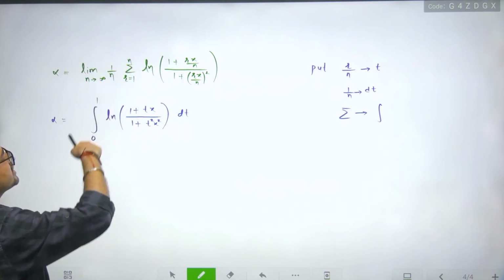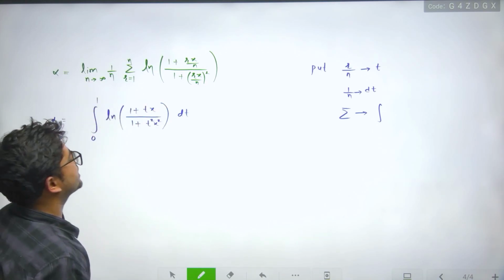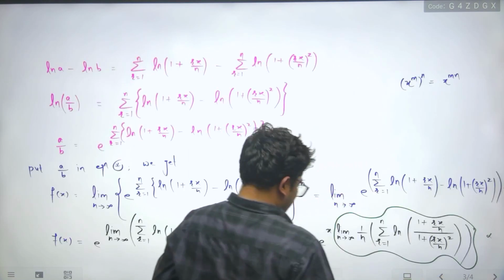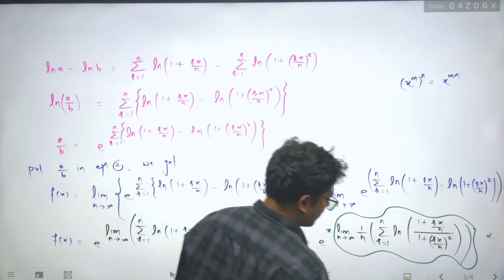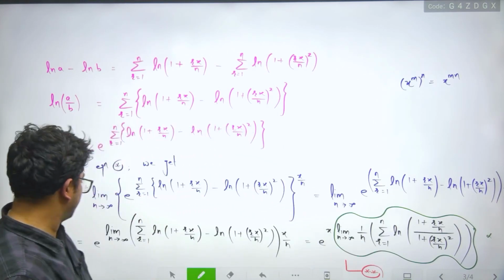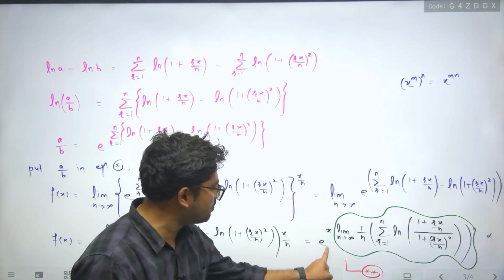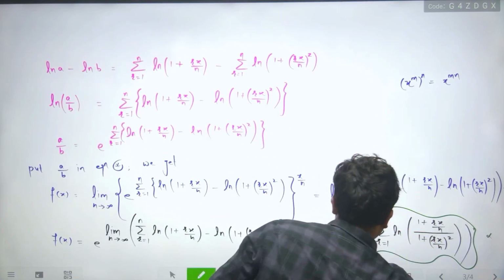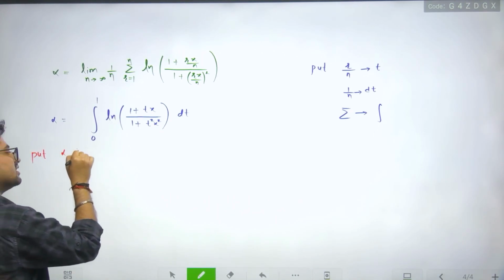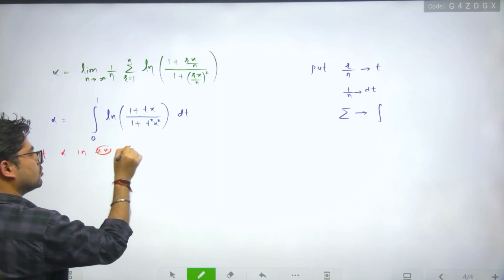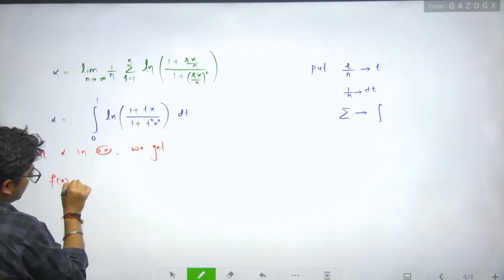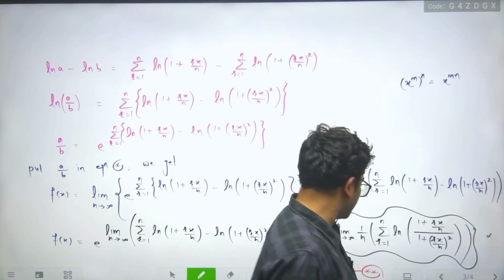So alpha is equal to the integral from 0 to 1 of ln of (1 plus tx) upon (1 plus t square x square) dt. Got it? Now let's say this equation is your double star. So you can say f of x is equal to e power x alpha. Put alpha in double star.